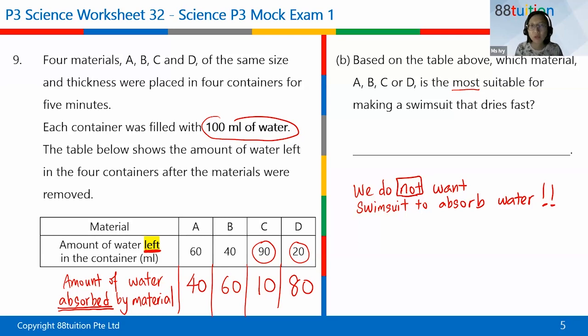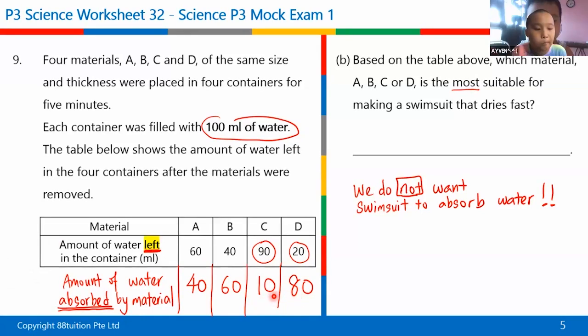Thank you, Jane. So we do not want our raincoat to absorb water. In the same way, we also don't want our swimsuit to absorb water. So which material will you choose for this question? Therefore, you will choose C or D. Which one will you use, everyone? C or D? So the answer is C.